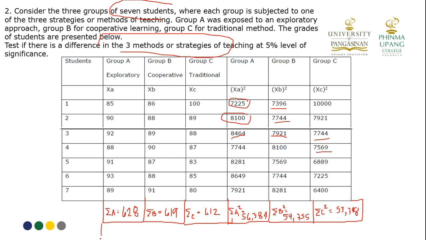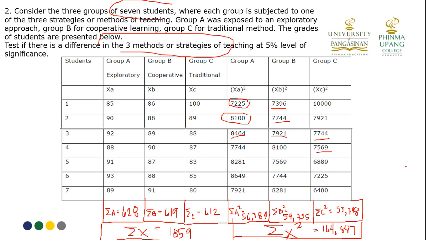Next! Ano yung gagawin nyo dyan? Total nyo na to. Ilan yung grand total? 1,859. Yung summation ng x natin, ilan? 1,859. Summation nito, 164,887. Tama ba? Yes, sir. Alright. We're done with our table.